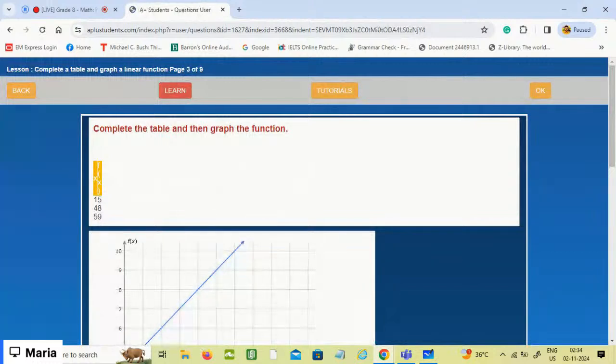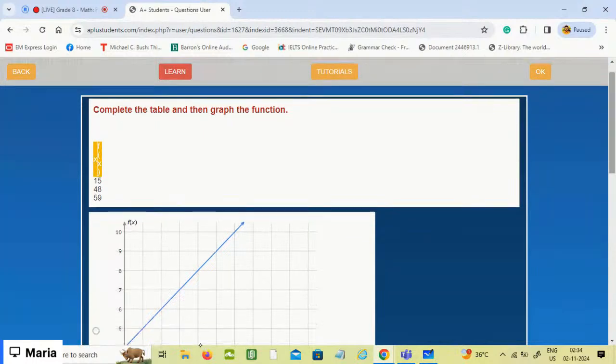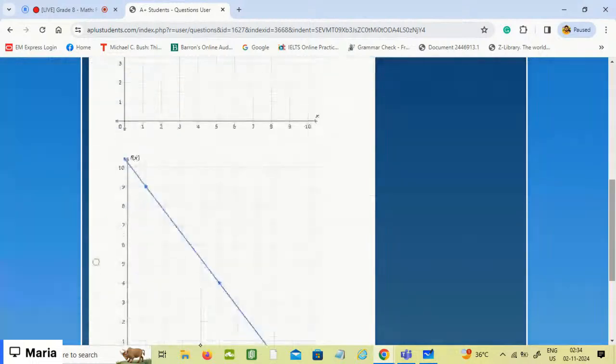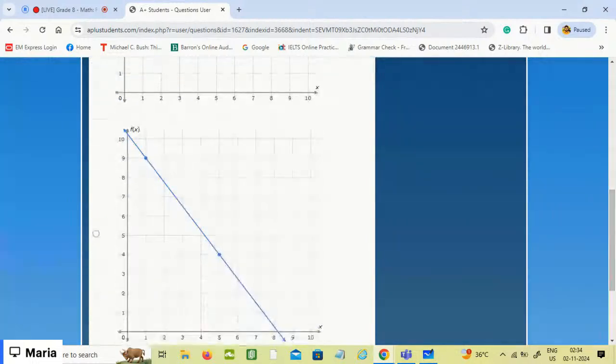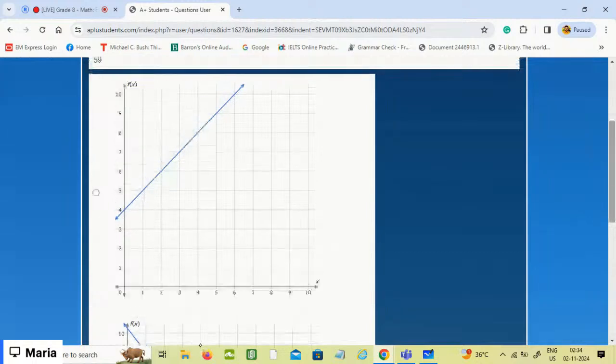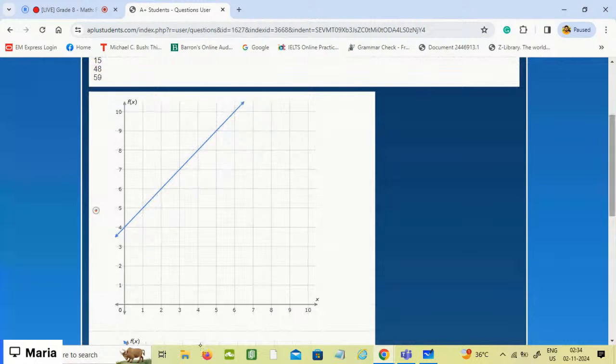Complete the table and then graph the function. So you have the table of values 1, 5, 4, 8, 5, 9. Which is the correct option? The correct option is option number 1. 1, 5, 4, 8, 5, 9. Option number 1 is the correct option. Got it?